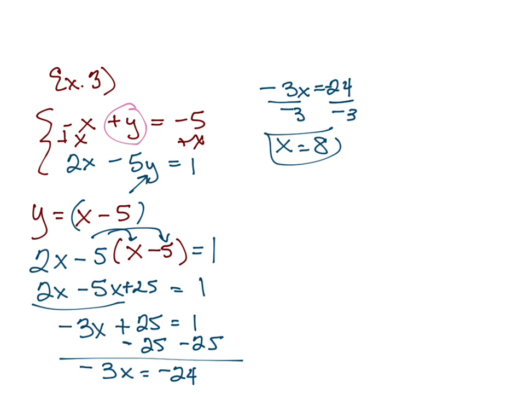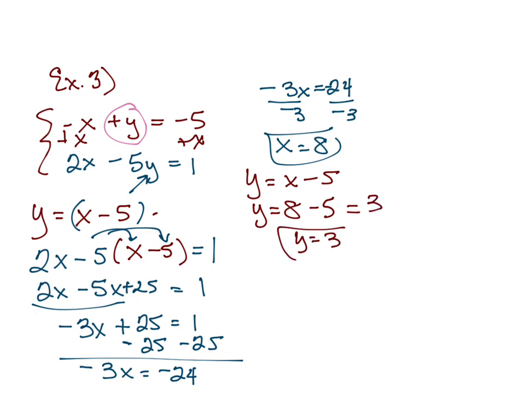Now what? I solved for the one variable. I'm going to plug back into the other equation, this one right here, y equals x minus 5. Now I know what x is. X is 8. And 8 minus 5 is 3. So y is 3 and x is 8.